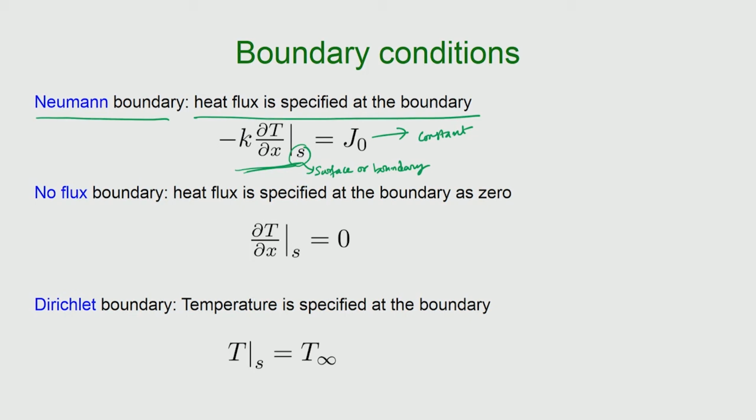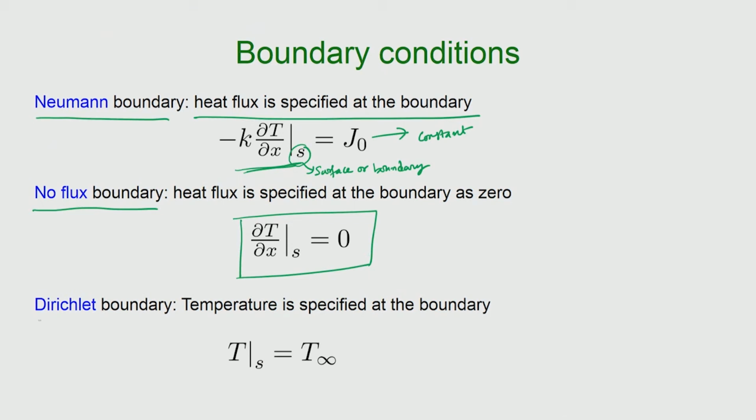So, sometimes you may say that the surface is insulated. So, there is no heat that is getting in or getting out. So, in such situations you can use what is called as a no flux boundary, which is a special case of Neumann boundary condition where J naught is 0. So, when J naught is 0 you can drop K and you can say that the temperature profile would have a maximum or 0 slope at the surface, and that would be a no flux boundary condition.